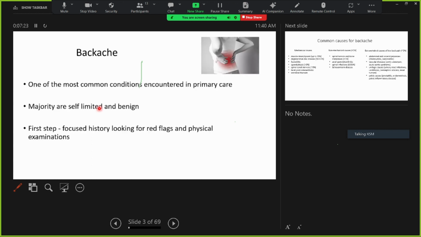So backache, one of the most common conditions we encounter in our day-to-day practice. The good thing is majority are self-limited and benign. The first step is to take a very good history, excluding all the red flag signs, which I will come in later. What are the red flag signs that will indicate there is something underlying other than the benign cause for a backache. And thorough physical examination. That is the first thing you have to do when a patient comes with backache.